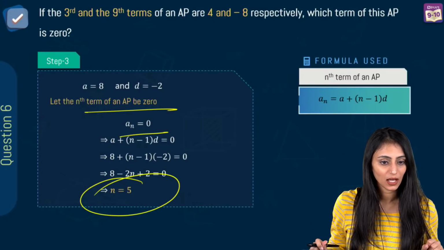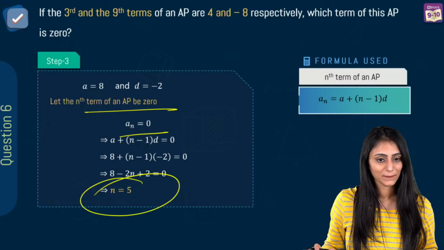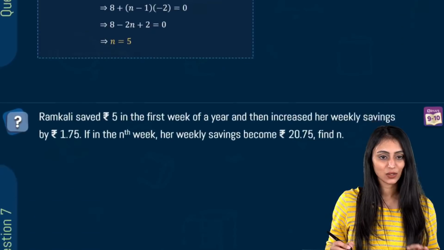I hope this is clear. I can see the answers, 5, 5, 5. This is clear to everyone? Awesome. Let's move ahead. Let's take a look at the next question.